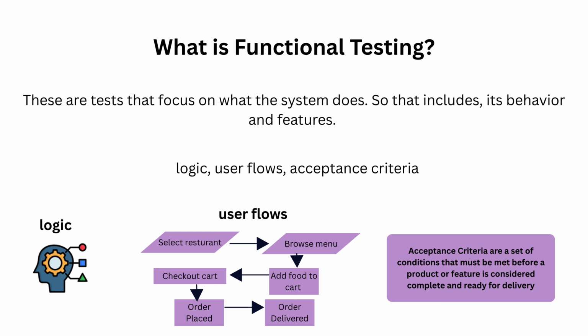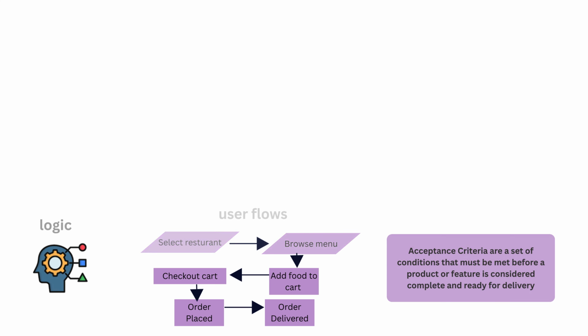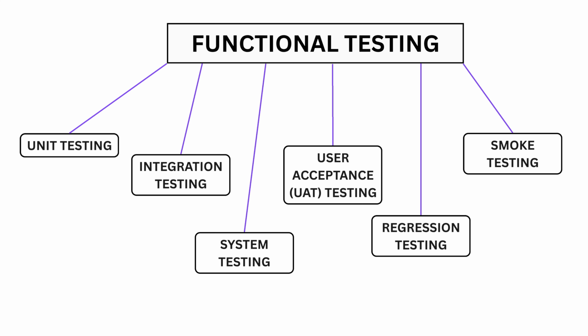For example, you have a food delivery app where users can see restaurants in their area, browse, see their menus, and place orders to be delivered to them. So, functional tests will verify if when you select an item from the menu, you can successfully add it to your cart and then place the order. And there are a lot of functional tests you can perform, like unit testing, integration testing, system testing, and a whole lot of others. I'll get into those in a bit, but let's look at non-functional testing first.